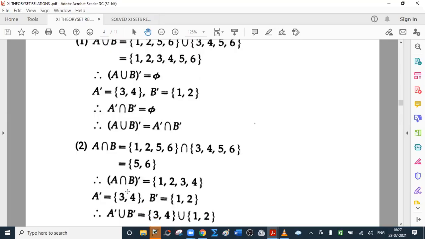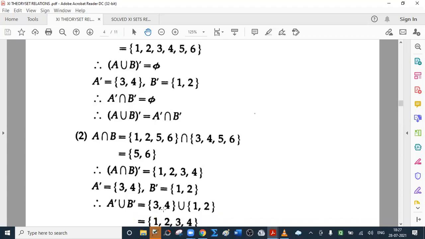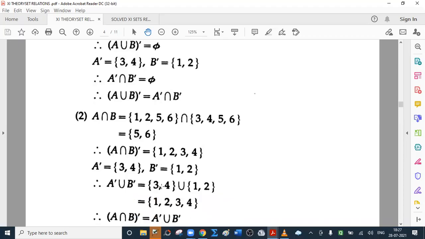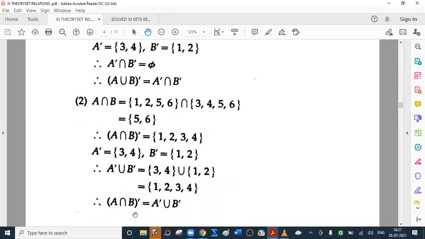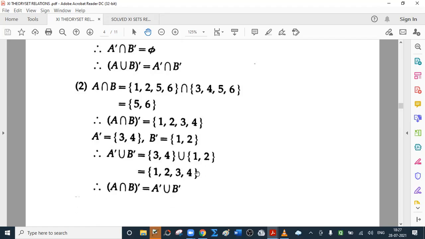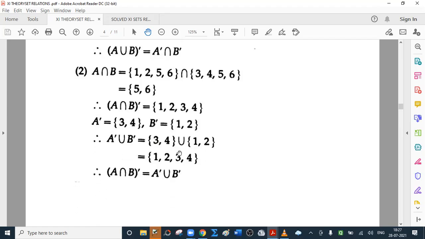What is A dash? 3, 4. What is B dash? 1, 2. What is their union? 1, 2, 3, 4. Are these two sets equal? Yes, they are. So (A intersection B) complement is A complement union B complement. This is De Morgan's second law.